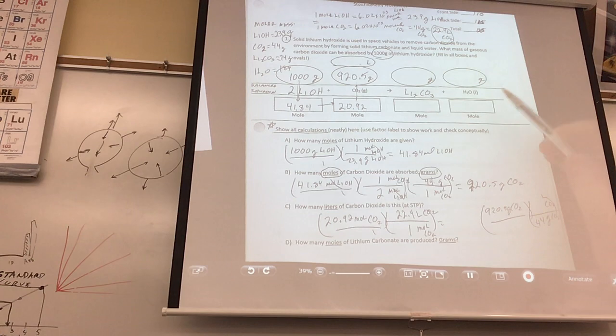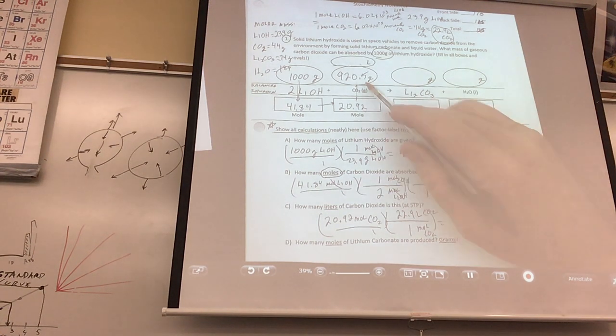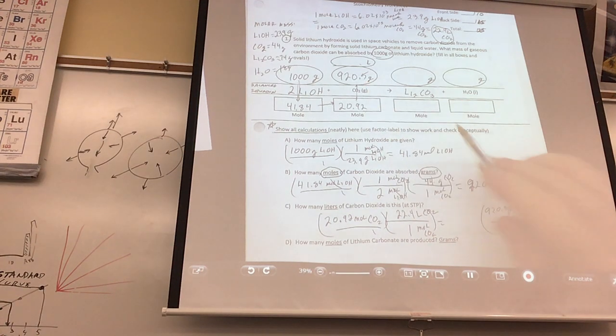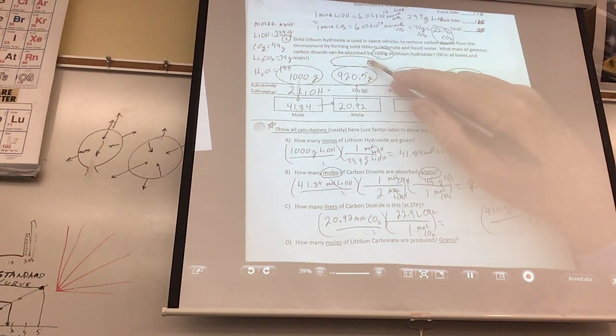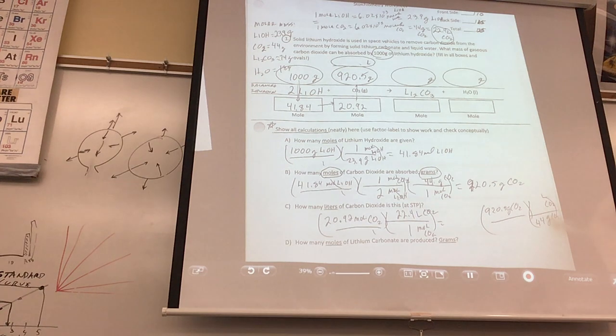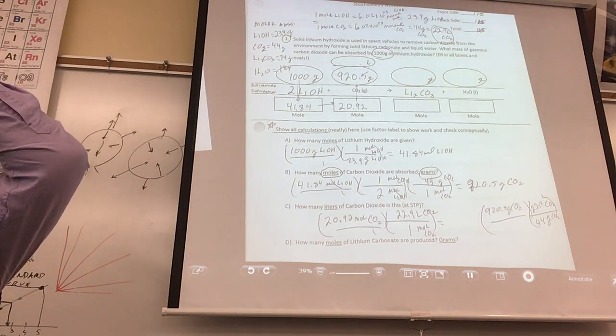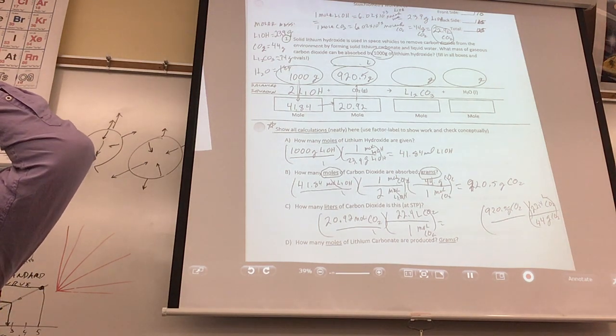Now what I'm doing is, that was my given. See that? That's grams of carbon dioxide. But now to convert grams into liters, I have to use equivalents, things that are equal to each other. So guess what? 44 grams of carbon dioxide is the same as 22.4 liters of carbon dioxide. And you know, believe it or not, you'll get the same answer whether you do it one way or another. And so what is that answer?